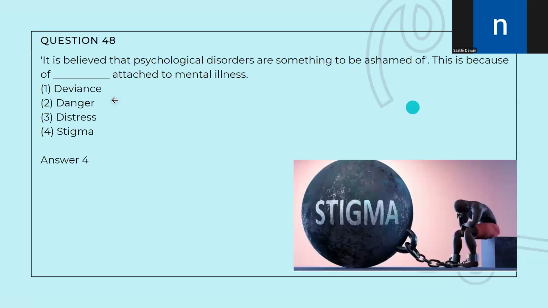It talks of, it is believed that psychological disorders are something to be ashamed of. This is because of dash attached to mental illness. So, whenever we see that psychological disorders are considered as something to be ashamed of, and that is why people do not seek professional help, we know that this is known as the stigma attached to psychological disorders. So, the correct answer is option number four, stigma.